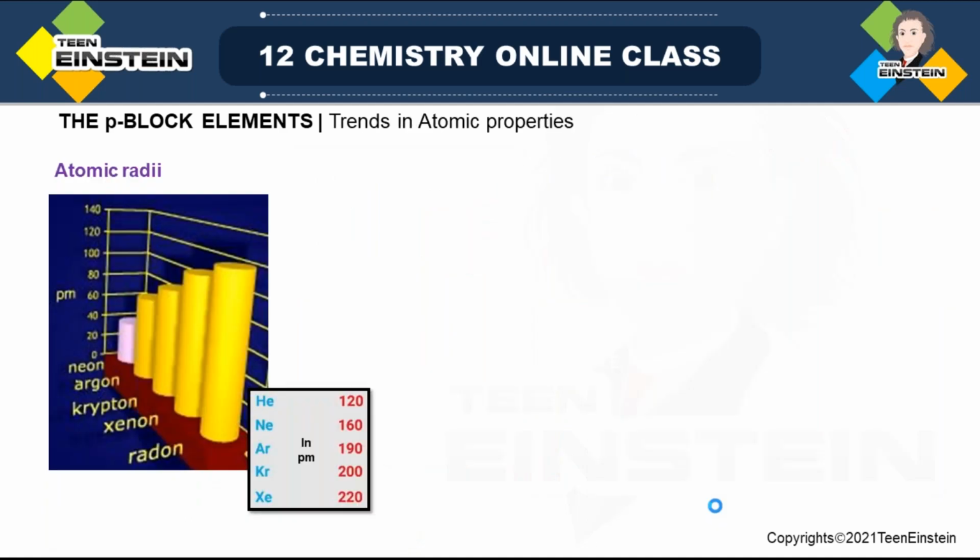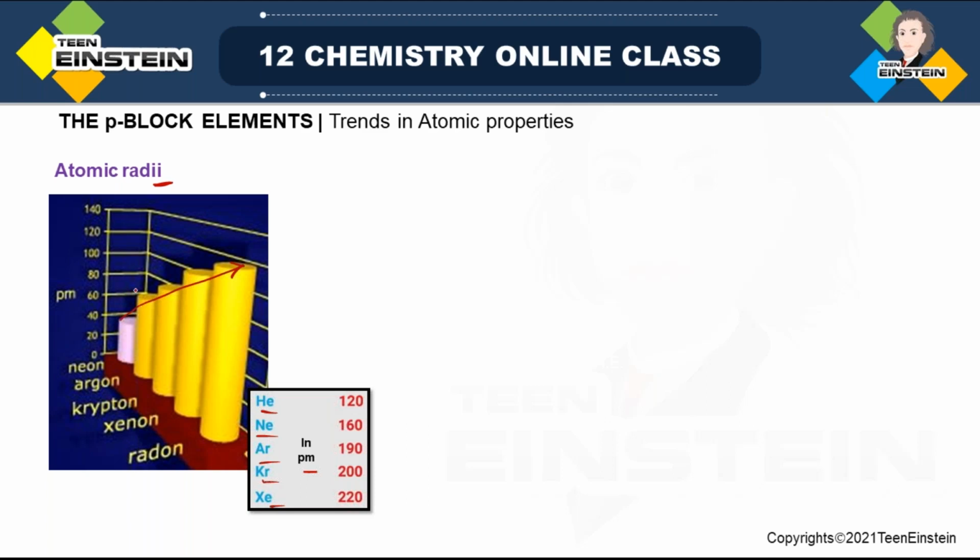Now some atomic properties of inert gases we will see. First is atomic radii. So these are the atomic radii of different inert gases in picometer, and on the x-axis we have all these gases, and here you can see it is increasing. It is expected as we are moving down, a gradual increase in atomic radii.